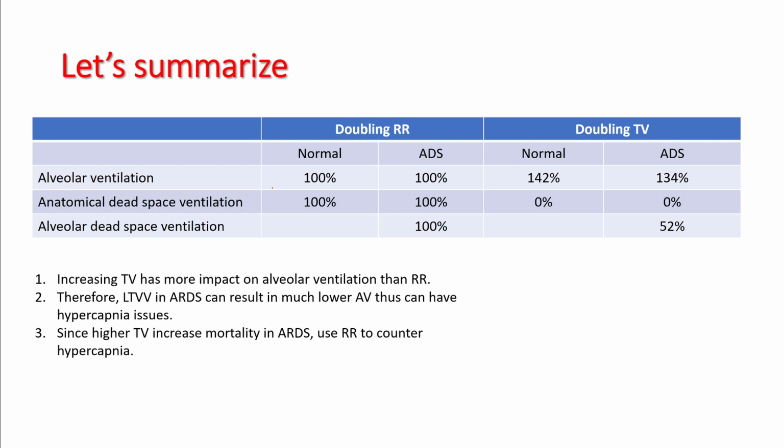Therefore, in patients with ARDS, when you use low tidal volume ventilation, the drop in alveolar ventilation can be much higher than the drop in minute ventilation. And these patients can have hypercapnia issues. However, in these patients, we know that higher tidal volume increases the mortality. So use the respiratory rate to counter hypercapnia in patients with ARDS on low tidal volume ventilation.